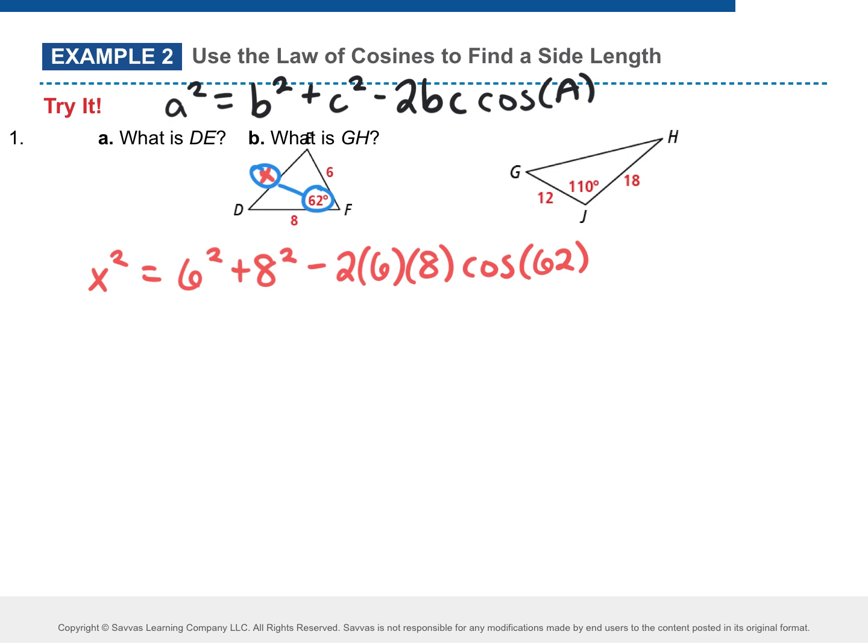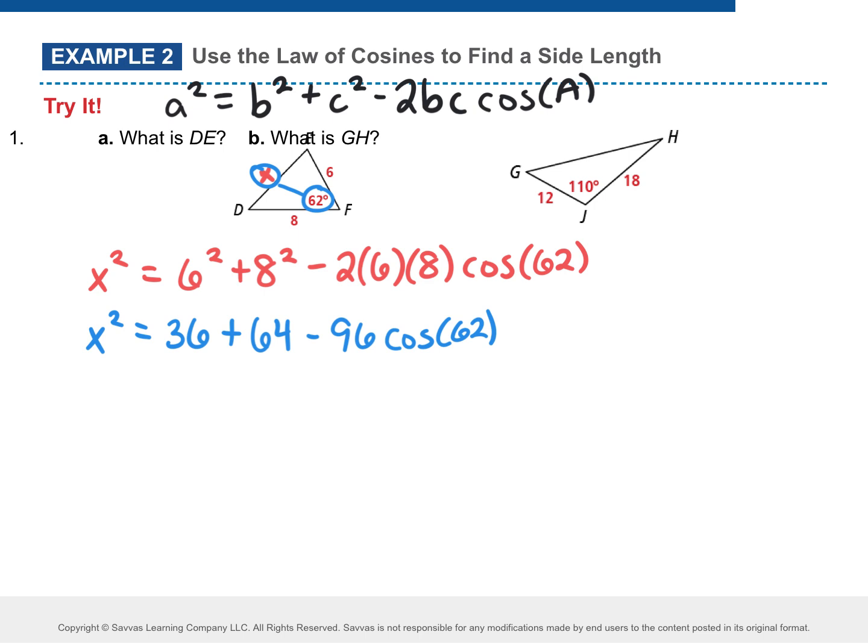So let's evaluate. What's 6 squared? 36. 8 squared? 64. What do you think you do with these three numbers? Multiply those together. You get 96. And then cosine of 62. What is super nice about this is that from here on out, you can do it in your calculator.